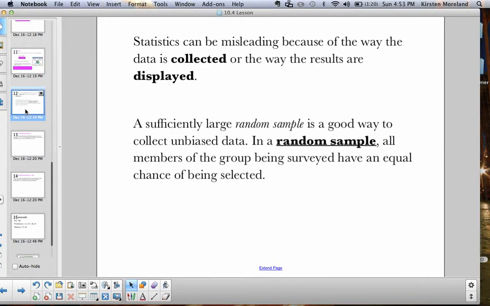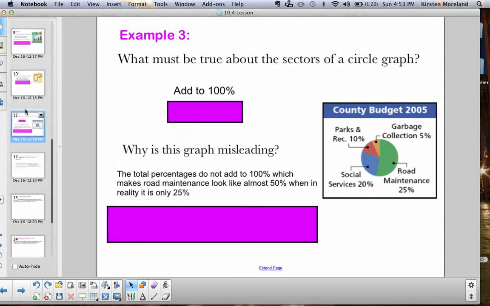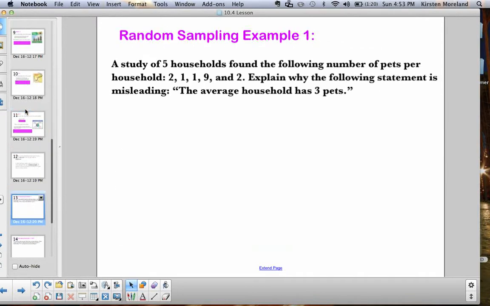Right? And the last thing we're going to look at is how you can collect data, and it can be misleading. We've seen graphs that are misleading. We have something called a random sample, which means members of a group being surveyed have an equal chance of being selected. You want to be careful as to who you pick for your sample, though. So I want you to read through this first example and see if you can explain why it's misleading.